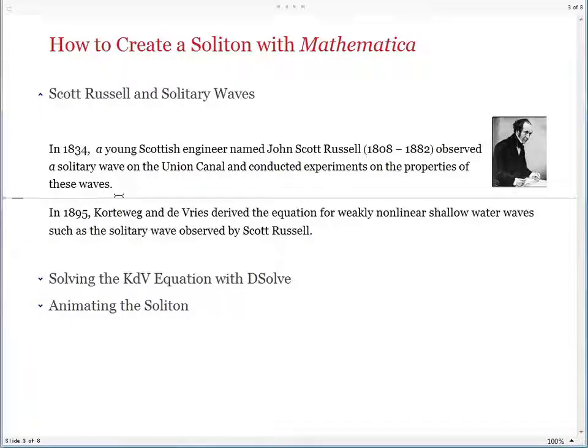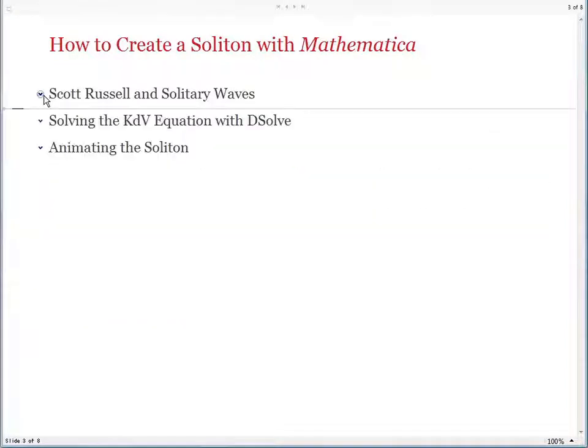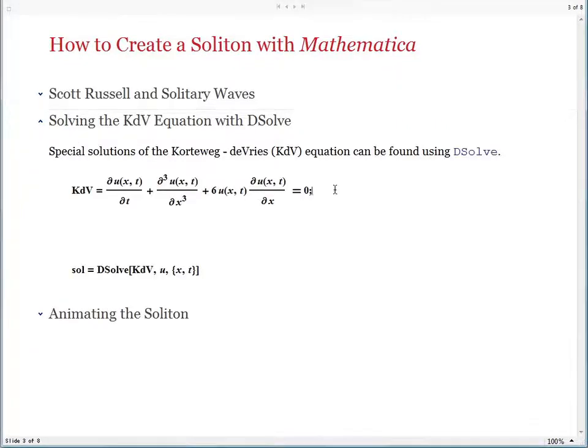And it was only around 60 years later that in 1895, Korteweg and de Vries derived the equation for water waves such as the one seen by Scott Russell. Now, I'm very happy to report that this so-called KdV equation, that's the Korteweg-de Vries equation, can be solved in some sense using DSolve. So, here is the KdV equation.